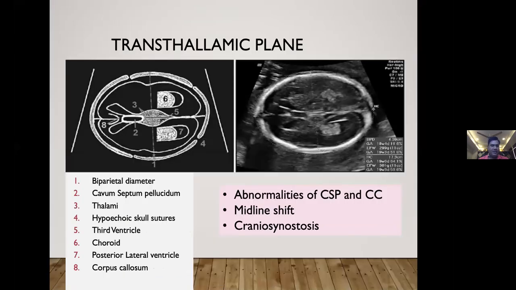Then we have the transthalamic plane. In the transthalamic plane, you have the biparietal diameter that can be taken. Again, there is the cavum septum pellucidum, the thalami, third ventricle, choroid plexus, and posterior lateral ventricle. The abnormalities of the corpus callosum and cavum septum pellucidum are best highlighted in this view, and any midline shift is again appreciated in this view. For craniosynostosis, we use both the transthalamic as well as the transventricular plane.